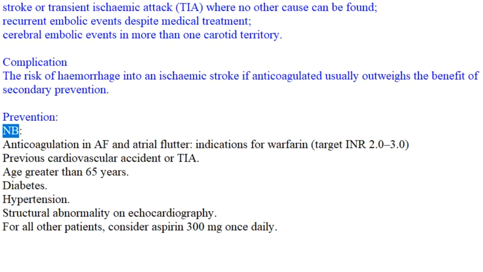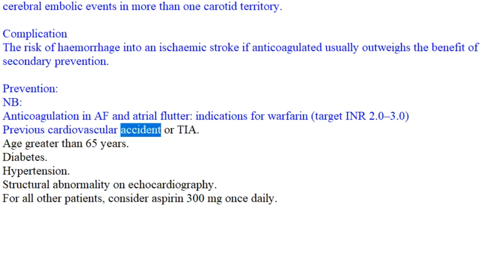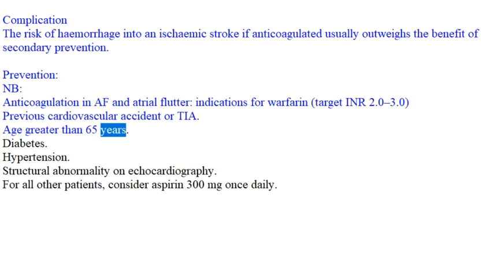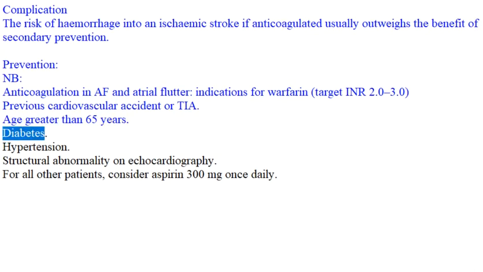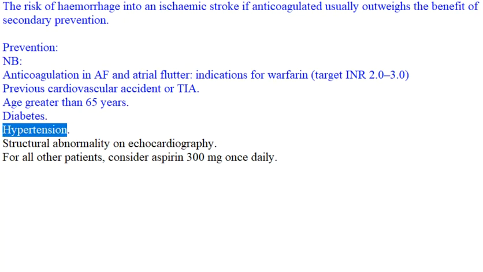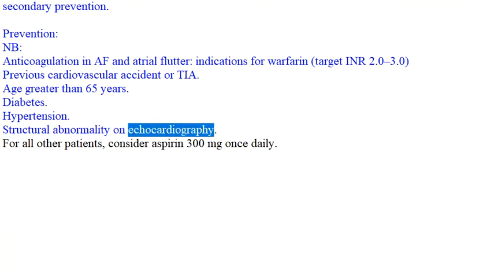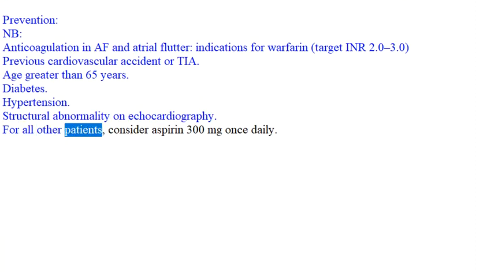Prevention. NB. Anticoagulation in AF and atrial flutter. Indications for warfarin, target INR 2.0 to 3.0: previous cerebrovascular accident or TIA, age greater than 65 years, diabetes, hypertension, structural abnormality on echocardiography. For all other patients, consider aspirin 300 mg once daily.